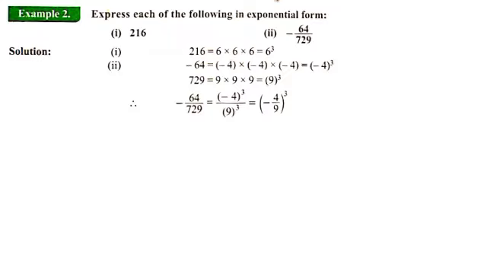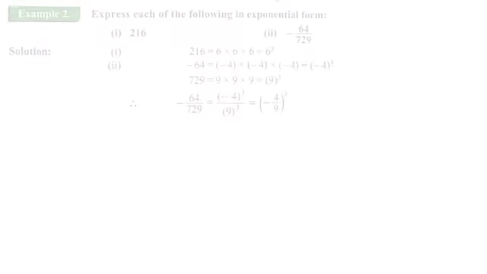Minus 64 by 729. Minus 64 will be minus 4 into minus 4 into minus 4, which is equal to minus 4 power 3, and 729 is equal to 9 into 9 into 9, which is equal to 9 cube or 9 power 3. So minus 64 by 729 is equal to minus 4 by 9 cube, or minus 4 cube by 9 cube.